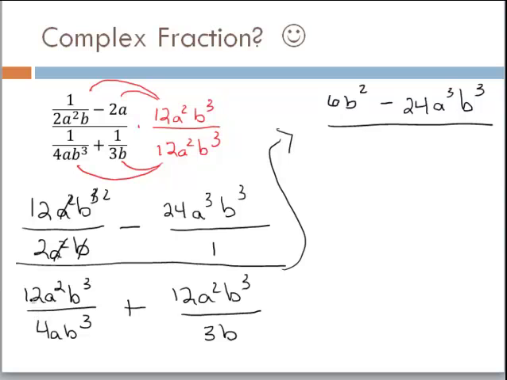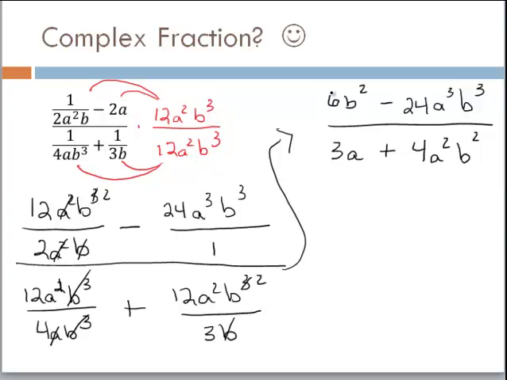All over this one, 4 will go into 12 3 times. This a will go into these, leaving 1a, and these b's completely reduce. 3 will go into 12 4 times. A squared has nothing to reduce with it, and this b will go into these, leaving 2 b's.